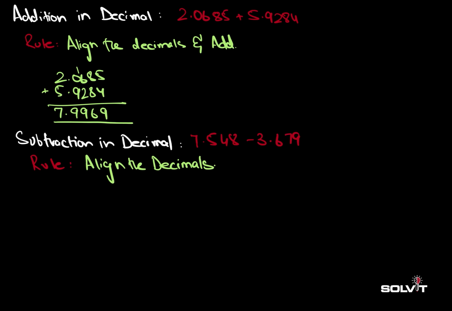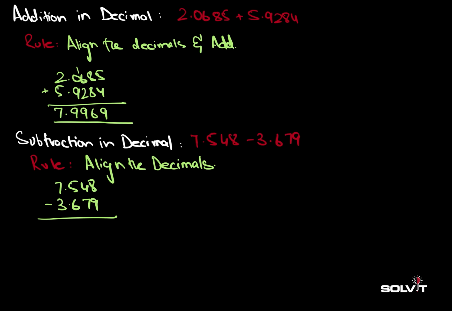All right. So let's just look at how do we subtract these. So first of all, align कर लो. So 7.48 minus 3.679. Align हो गया. Now let's just start subtracting.